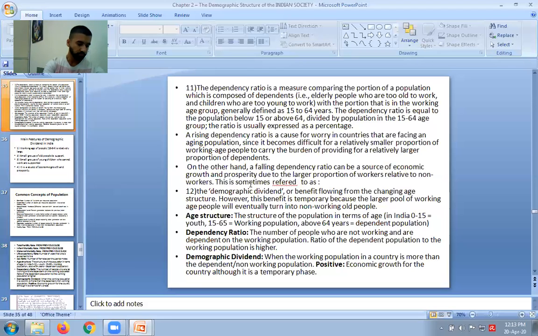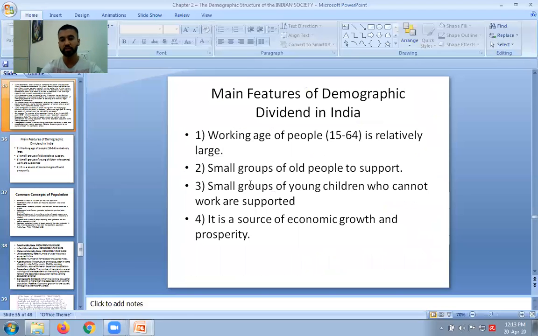Now there is another thing that I want to discuss with you all. Since you all know that India is going through falling dependency ratio, here it is asked what are the main features of demographic dividend in India? Look at my cursor. When they ask us about the demographic dividend, we all know that it is something related to the working population and non-working population. It is generally asked what the main features of demographic dividend are. So look at the number one point.